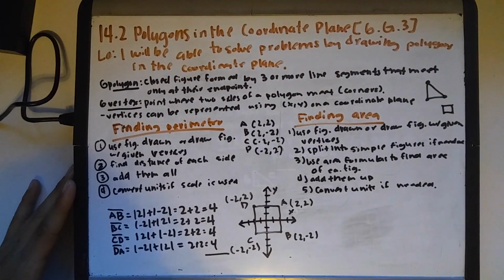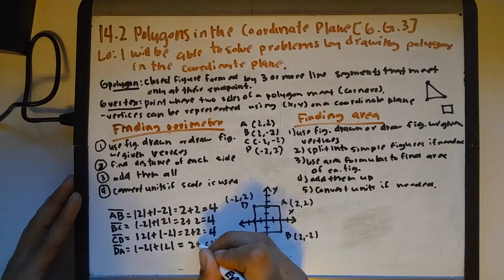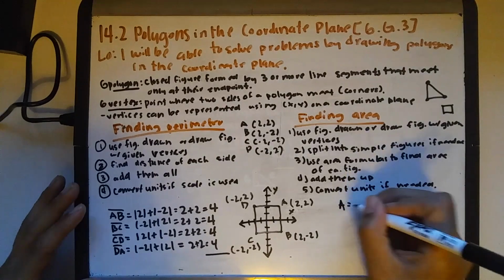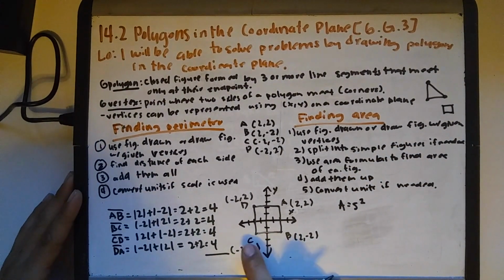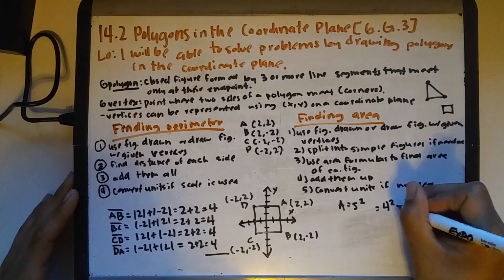And then I'm gonna use the formula to find the area of each figure. So in this case, I noticed that the sides are all the same. So therefore, that is a square, and how do I find the area of a square? I do side squared, side times side. And so the length of one side is 4, so I go 4 squared, which is 16.